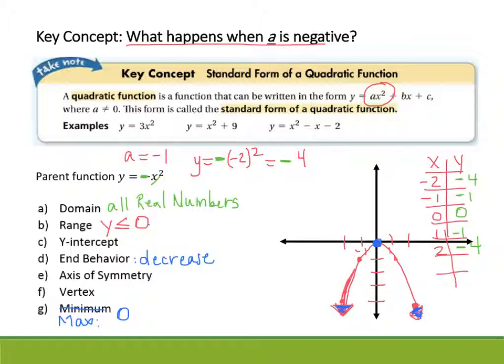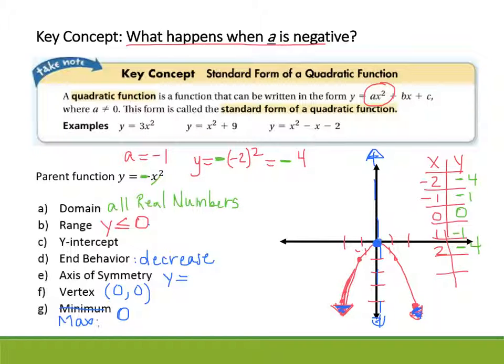A lot of times we just shorten that to max. And the max value is 0. It's the highest point on the curve. Where is my vertex? Well, again, it's 0, 0. And the axis of symmetry, again, is falling down straight through here, like so. And it also is at 0, 0.